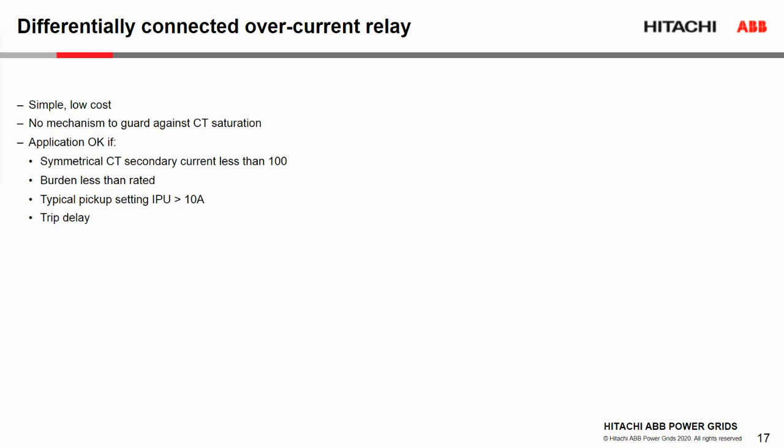Here there's a certain requirement that the CT secondary current is less than 100. Basically, this is to ensure that your CT won't saturate, because there are no provisions or slope to prevent CT saturation that could cause misoperations. The burden is less than rated. When you use this type of simple differential scheme, make sure that your CT does not saturate under fault, so you need to be clear and familiar with the fault level that you're dealing with.